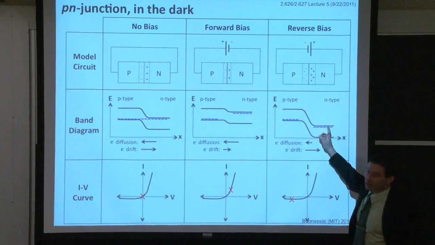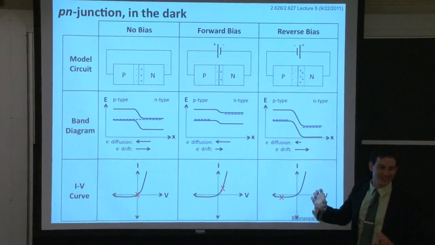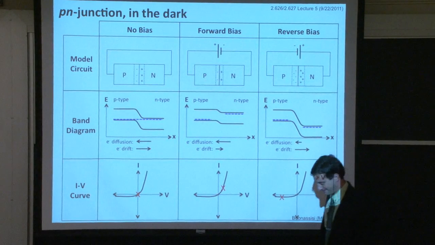To get the solar cell to go into reverse bias, you really do need to bias your device. You physically need to bias it.